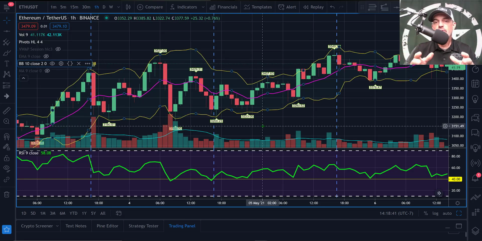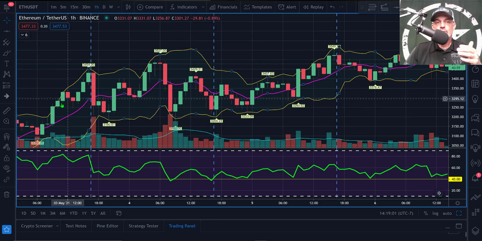And depending on the configuration, you can also use the Bollinger Bands for support, where you see the price rejects from the lower band and moves up. And you can use it as resistance, where you see the price bouncing off the upper band.